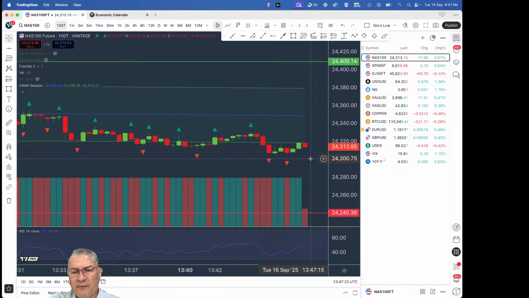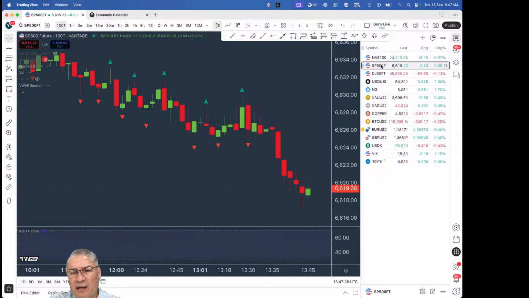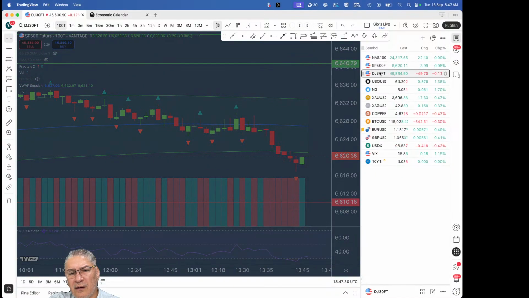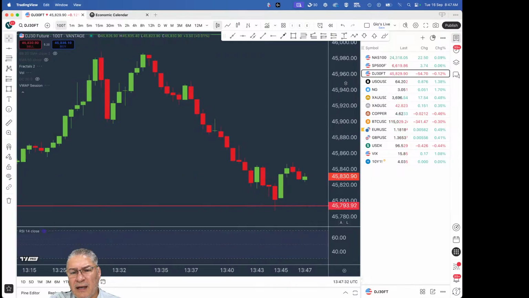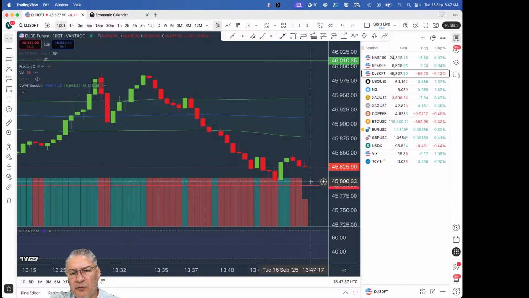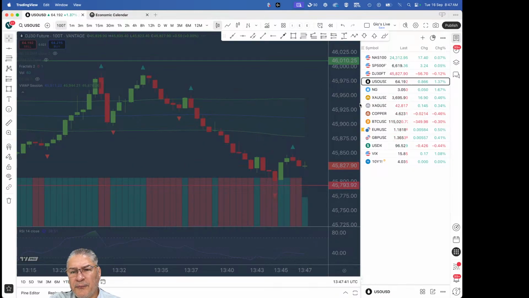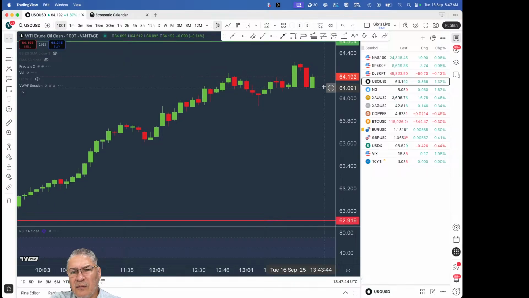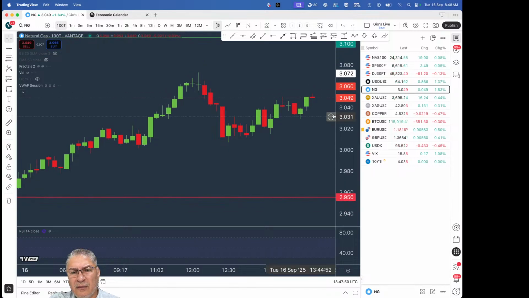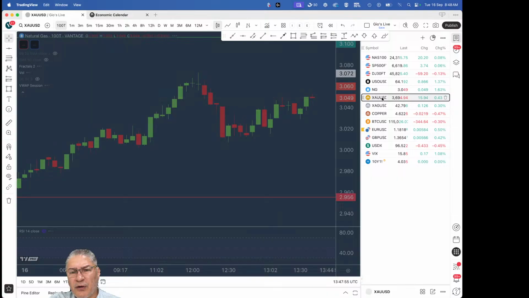The index. Let's take a look at other indices real quick. So the S&P also fluctuated lower. Then we have the Dow rebounding off the level of support around the 45,800 marker. Crude oil pushing higher. Nat gas right around the above the 3-hour marker. Gold is actually pulling back into the VWAP.